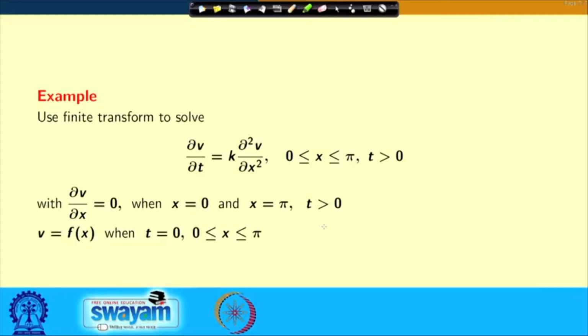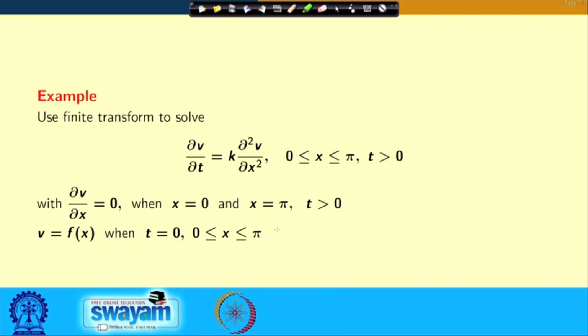Use the finite transform to solve del v del t equals k del 2 v del x square, where x lies between 0 to pi and t greater than 0, with del v del x equals 0 when x equals 0 and x equals pi, and t greater than 0, and v equals f(x) when t equals 0 and x lies between 0 to pi.